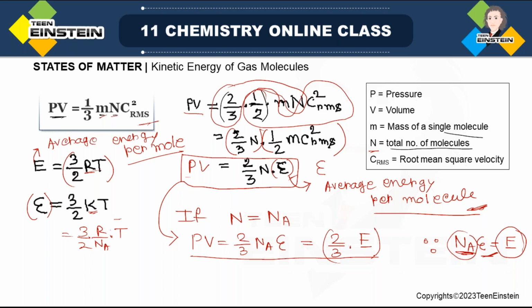Okay, so these are the different relationships that you can use, depending on which term the values are given for. Here you can see how PV is related to the different terms. This is the first one. Then PV, how it is related to epsilon, which is average energy per molecule. Then how PV is related to average energy per mole: PV is equal to 2 by 3 E. Then look at these two: how capital E is related to temperature, and how epsilon is related to temperature. Fine. All of these you have to remember.